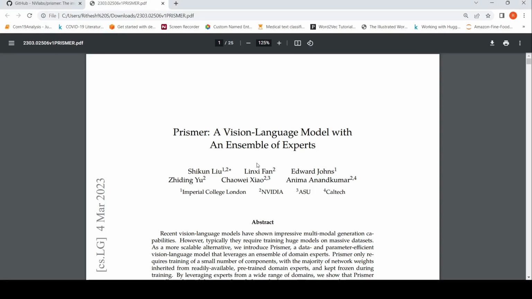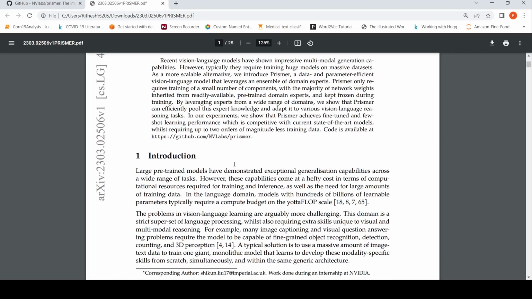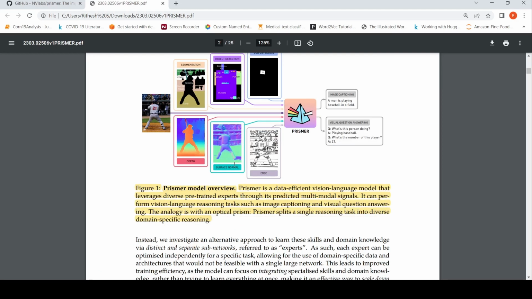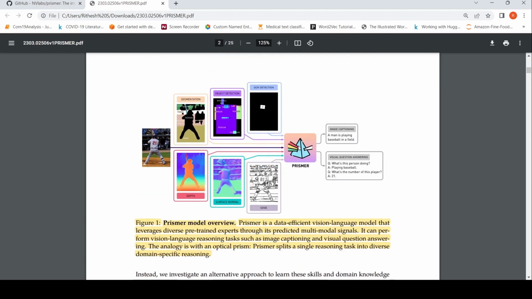In this video, let's look at this interesting paper called Prismer, a vision language model with an ensemble of experts. The authors are from NVIDIA, ASU, Caltech and Imperial College London. So what is Prismer? The key idea is that it is an efficient, data efficient vision language model. It leverages diverse pre-trained experts through its predicted multi-modal signals. It can perform vision language reasoning tasks such as image captioning and visual question answering. Okay, so that is the idea over here.